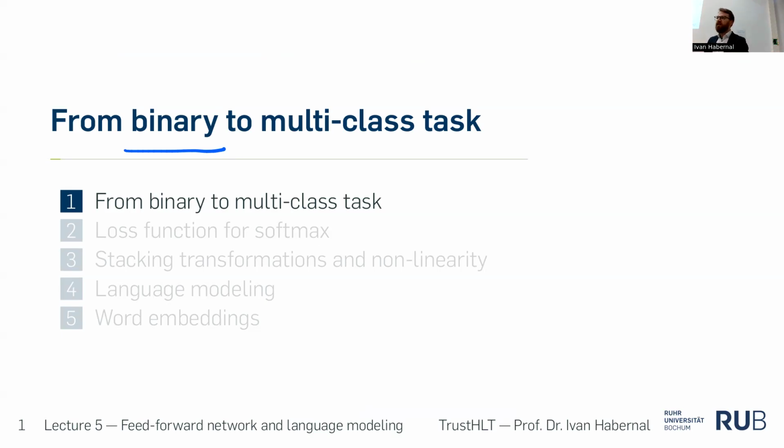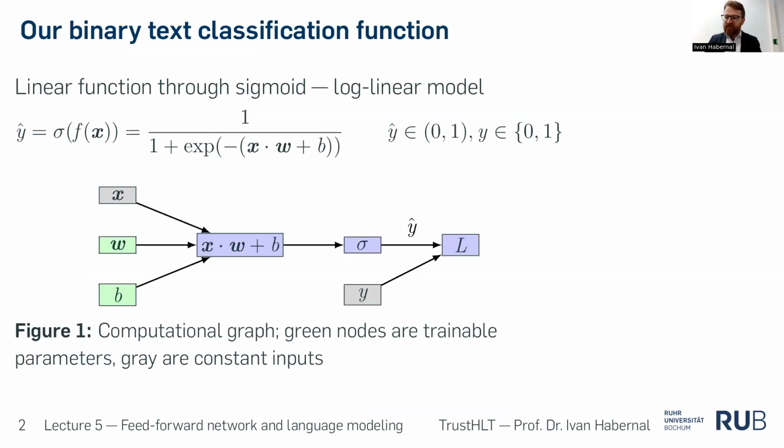Okay, so binary is easy and simple to start with, but in reality, we might have multiple classes to classify our texts. Good, so this is just for recalling what we were talking about last time, our binary text classification function. Just to remind you of how we draw these graphs, this is a computational graph where we have our inputs. What was the input for our binary classification task? What did we plug in? How did we model text?